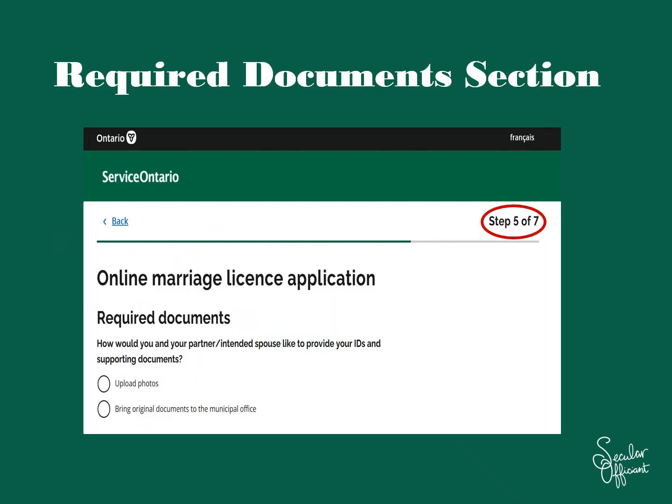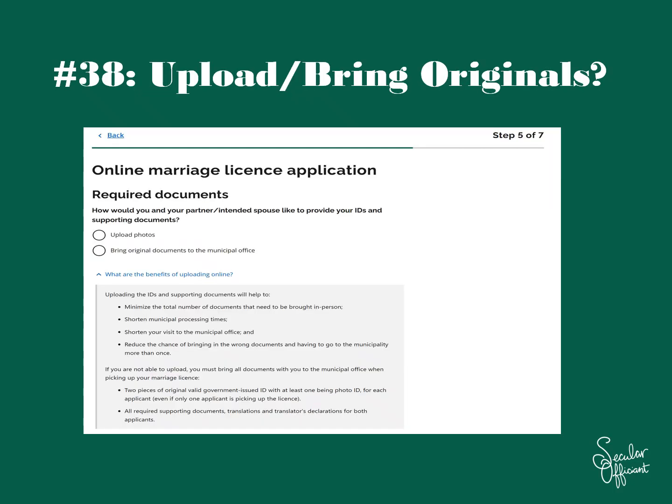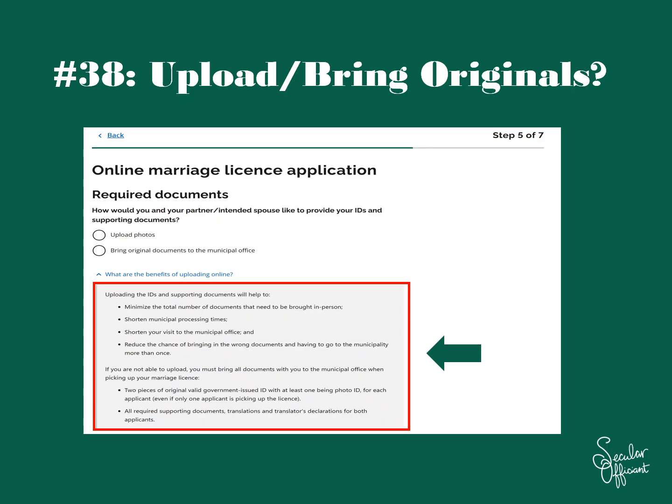Section 5 of 7 is Required Documents. Step 38 is indicating if you and your partner plan to upload your documents online or bring the originals in person. You will see some information on the website indicating the benefits of uploading the documents online. There isn't an option for one applicant to upload and another applicant to bring them in person.